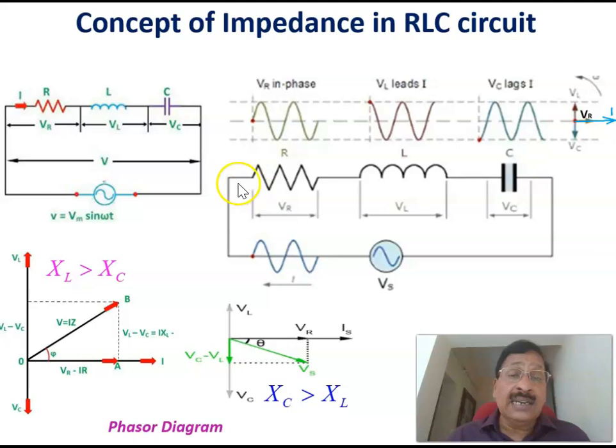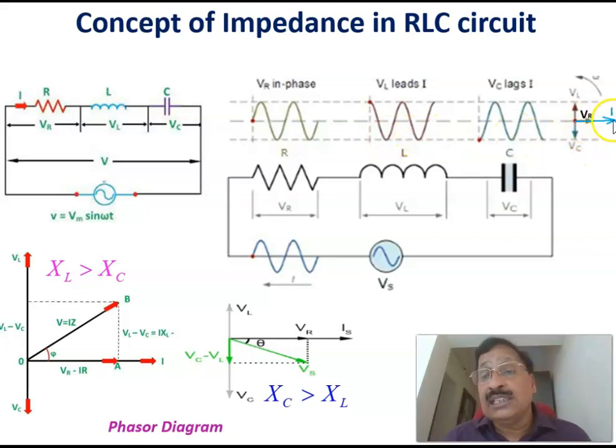Now, if you see the voltage across the resistance, that voltage is in phase with this current. Now, the voltage across the inductor is leading the current by 90 degrees. This voltage drop is leading this one by 90 degrees. Now, for the voltage across the capacitor, the voltage is lagging the current, or we can say that the current is leading. The voltage across this one is lagging this one by 90 degrees.